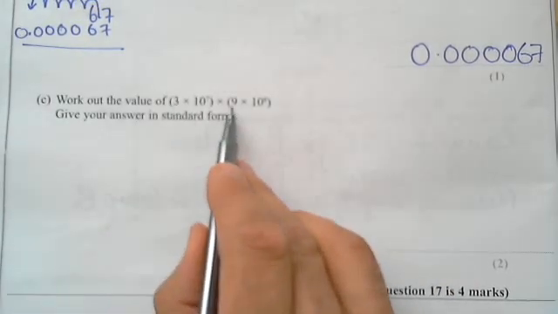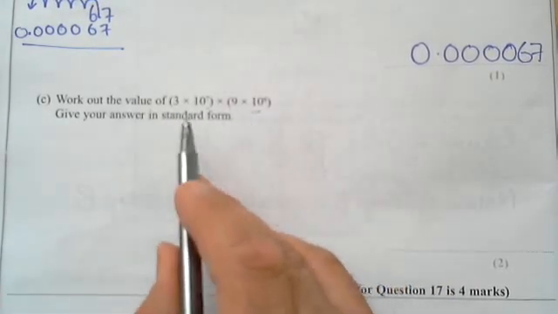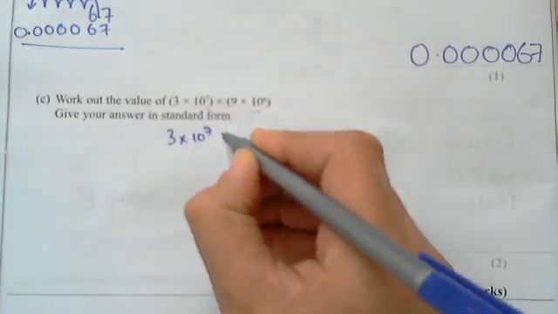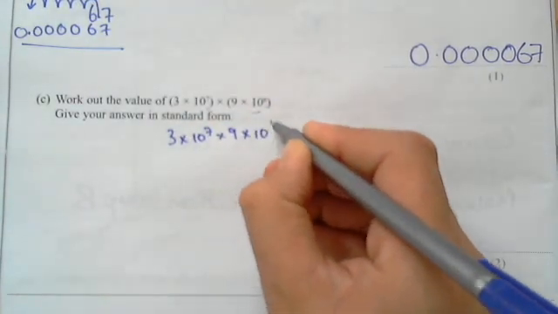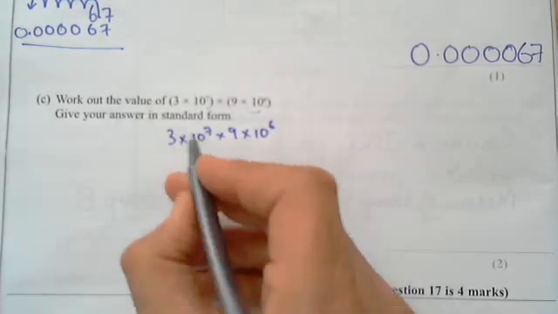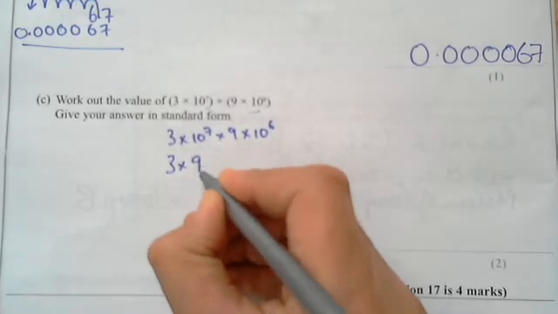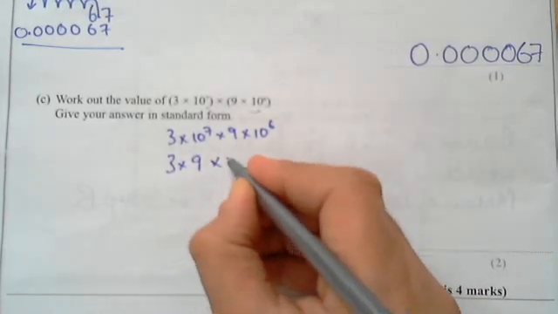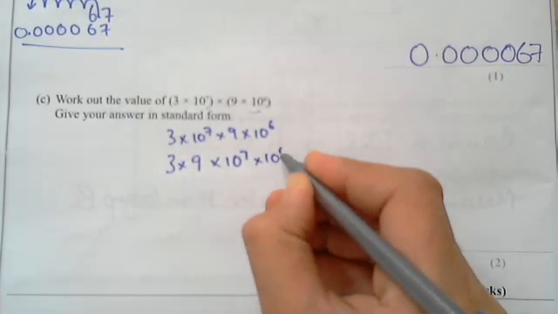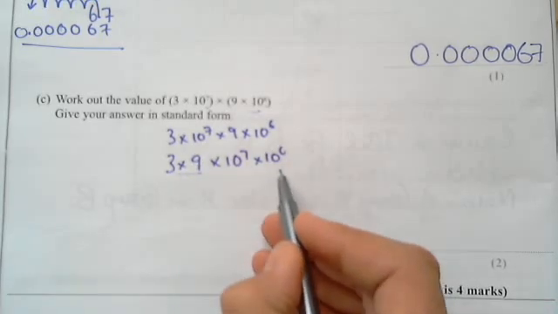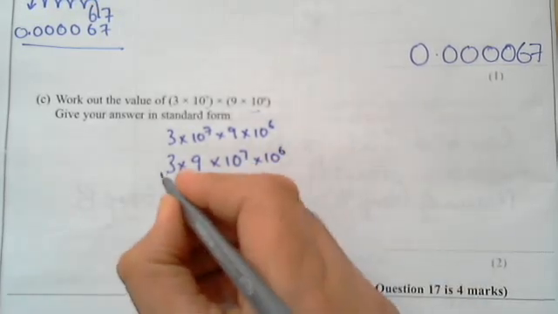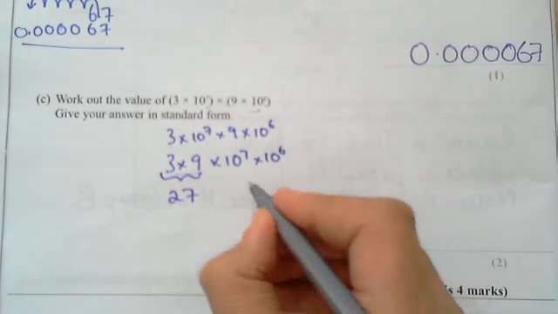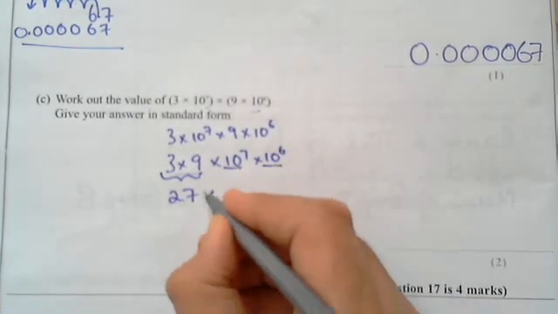Work out the value of this. Now the brackets are not necessary because it's just one big product. So I'm going to rewrite it without the brackets. I'm going to rewrite the numbers first because we can. In mathematics, when multiplying numbers, the order in which you multiply doesn't matter. So these two come first, and then the indices come afterwards. So 3 times by 9 will give you 27. 10 to the 7 times by 10 to the 6.